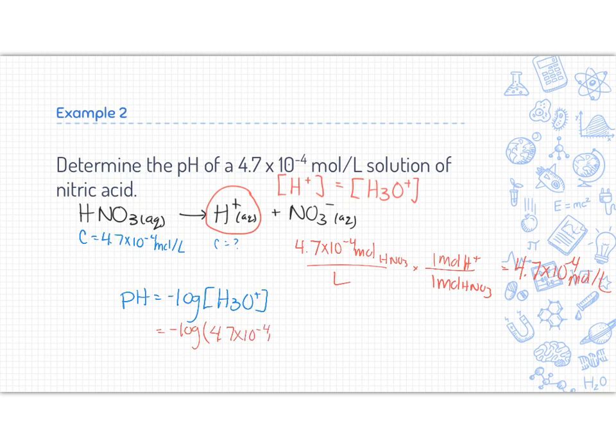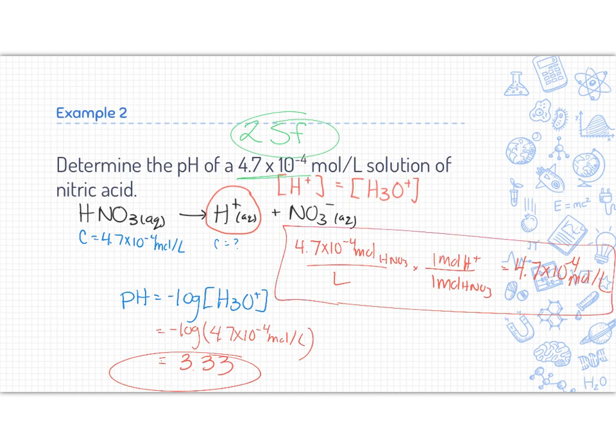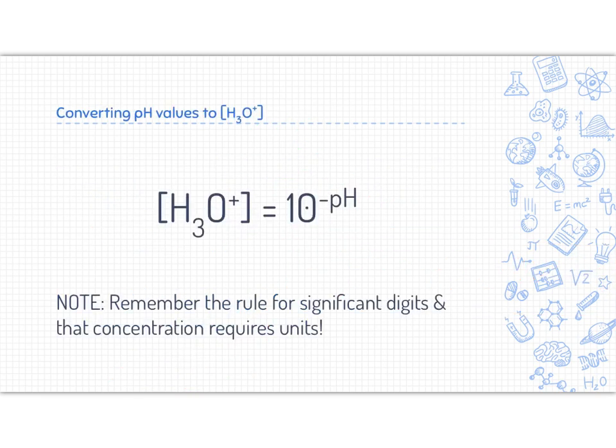Times 10 to the negative 4 moles per liter. And we need to decide how many significant digits we get. There were 2 significant figures in our concentration here. Therefore, we get to keep 2 decimal places for our pH value. So our pH is 3.33. Don't forget to convert if you're given the concentration of a compound, not the acidic or, in the end, basic ion. How do we go backwards?